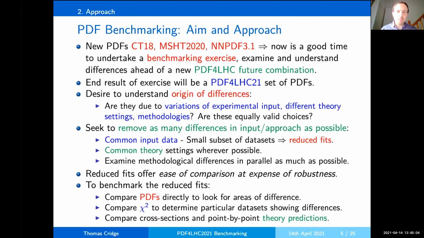Great, yeah, so essentially we want to try and benchmark these differences so that we can understand the differences in the global fits, because we need to do this ahead of a new PDF4LHC combination, a PDF4LHC21 combination set of PDFs. What we need to do is to try and understand the origin of the differences here. That means, are they due to things like the variations of the experimental input, different theory settings, different methodologies?